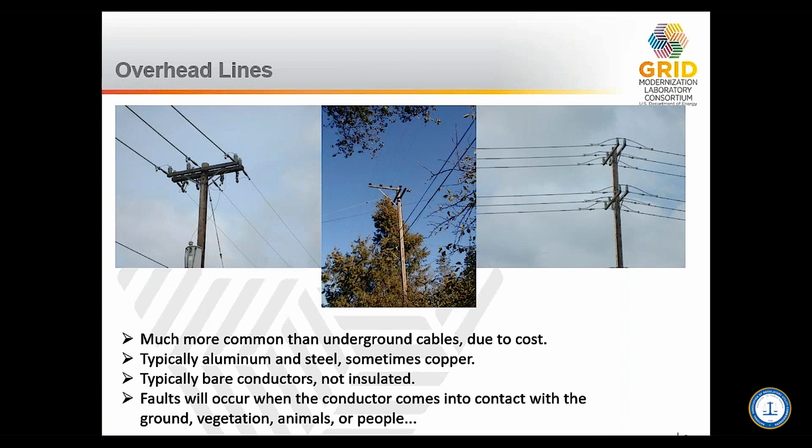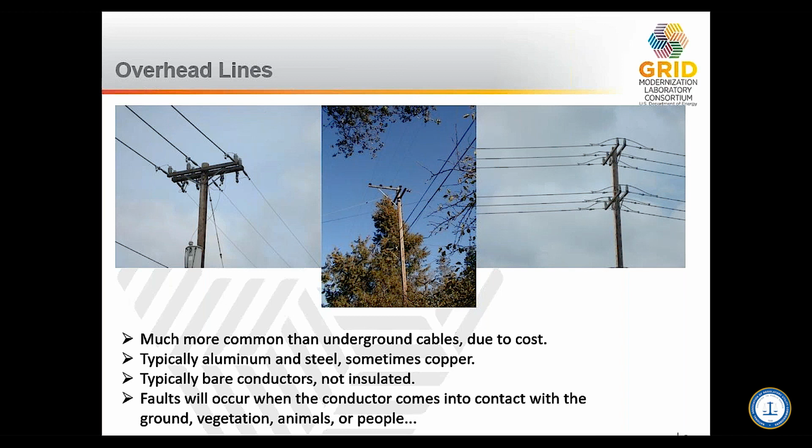But overhead lines are much more common than the underground lines, primarily due to cost. These are typically made of aluminum and steel. Sometimes you'll see copper, but copper tends to be a lot more expensive. For the most part, these are bare conductor wires, meaning that there is no insulation on the overhead lines. So if anything comes in contact with it, you will now have contact with up to 34.5 thousand volts to ground, that's how we get faults on the system.